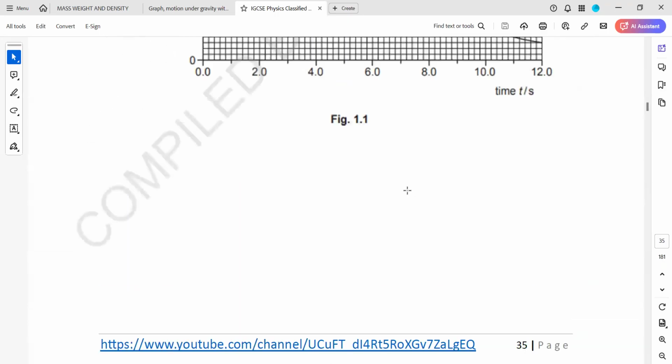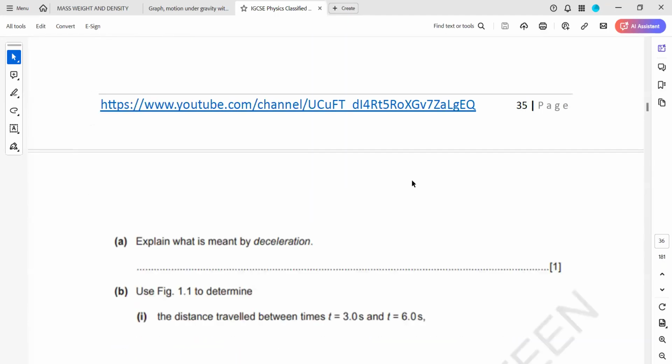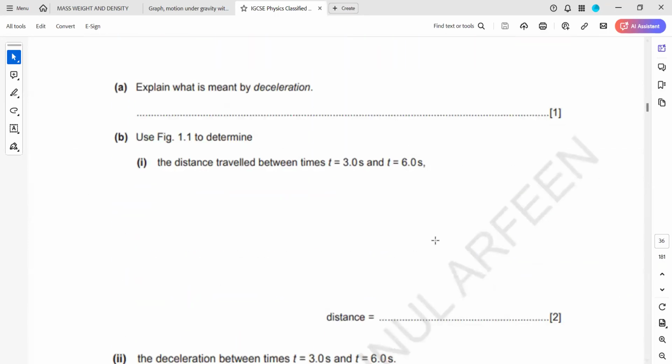What is meant by deceleration? How do we define the term deceleration? What is the definition of deceleration? Reduction in speed, or decrease in speed, or negative acceleration. But what is meant by deceleration? The best is, it is a decrease in speed in unit time.